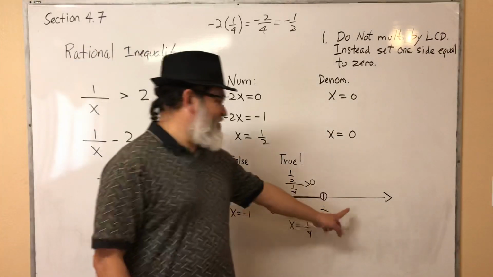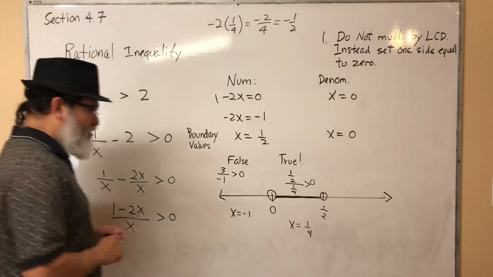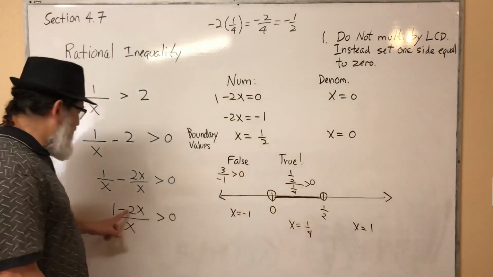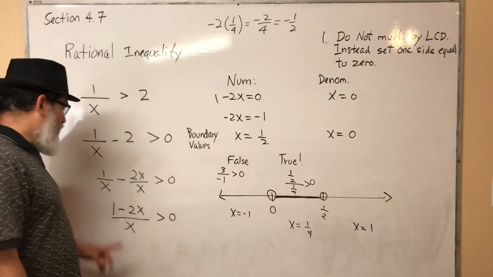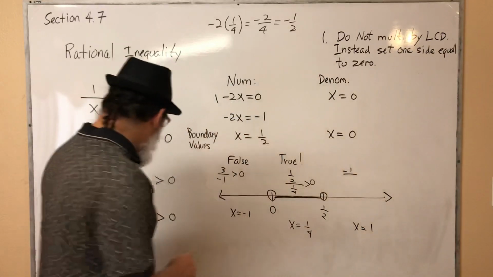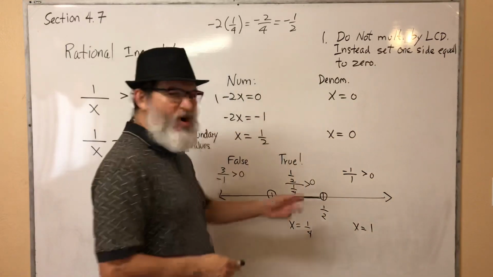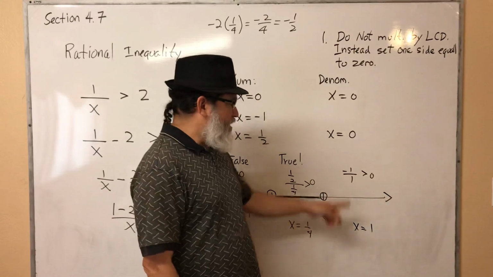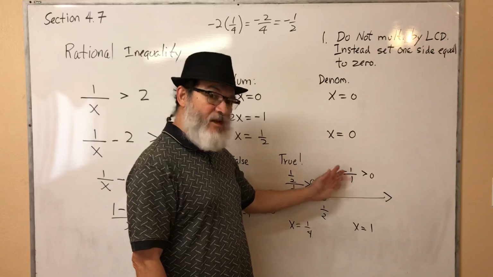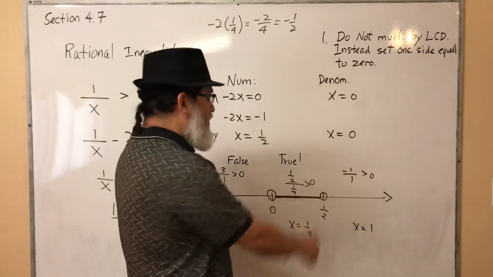Try the last one. What should I try? Should I try 1? Try 1. X equals 1. What's negative 2 times 1? Negative 2. What's 1 minus 2? Negative 1. Negative 1 over 1. Is that greater than 0? No! That's false. Why? Because it's a negative divided by a positive. What's a negative divided by a positive? That's negative, and a negative is not greater than 0, so that's false. So you don't shade.